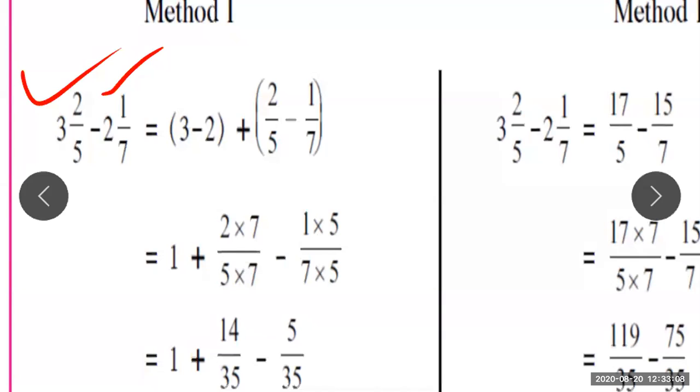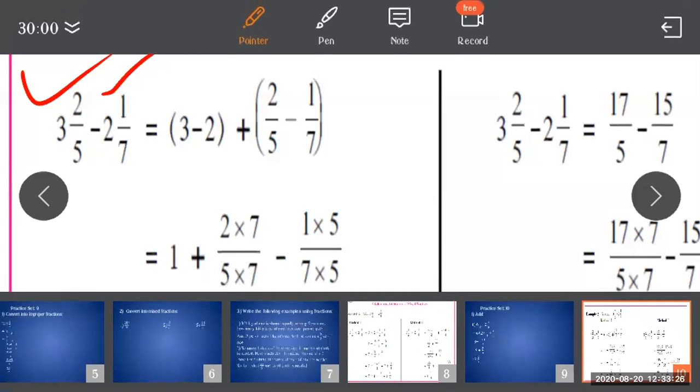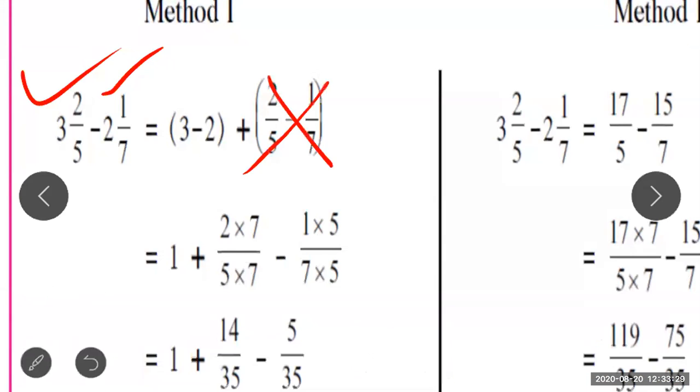The next is what? You have to subtract the integral part 3 minus 2. 3 minus 2 becomes 1 plus as it is. Then here the denominator is not equal. You have to make the denominator equal by cross multiplying. How will you cross multiply? Because in 5 table 7 is not coming and in 7 table 5 is not coming. So you have to cross multiply it. 2 upon 5 should be multiplied by 7 and 1 upon 7 should be multiplied by 5.